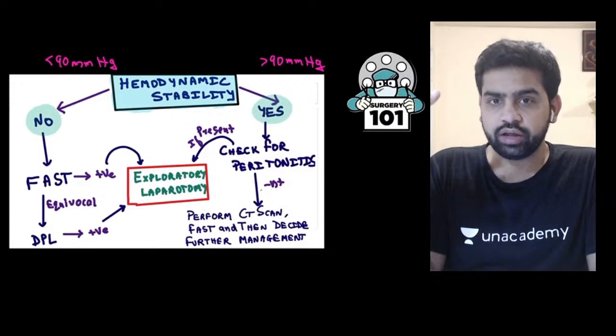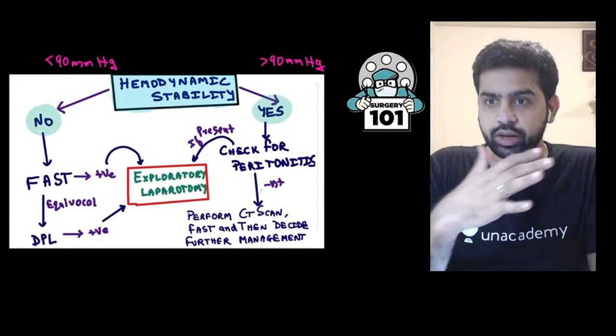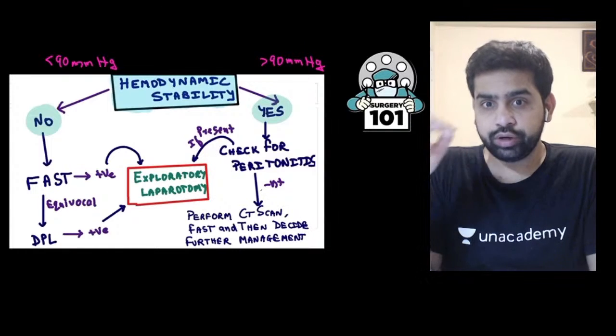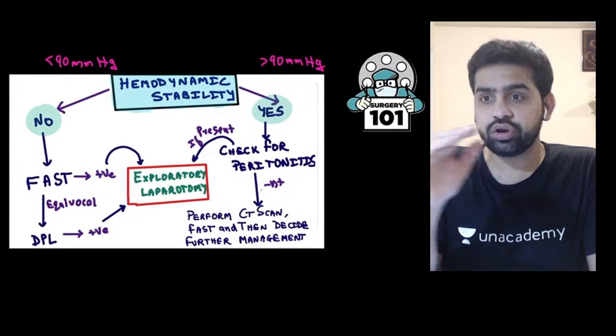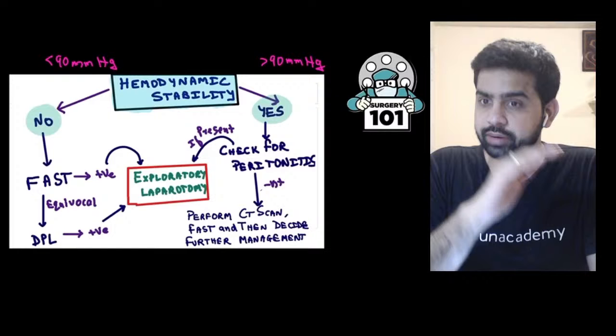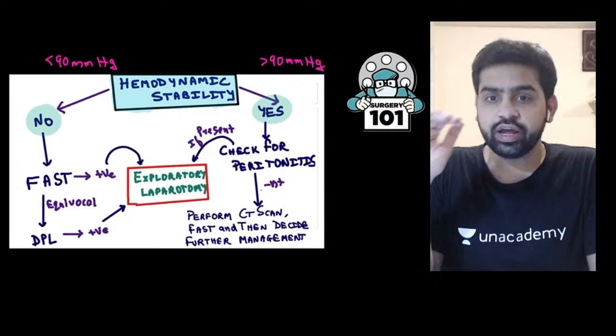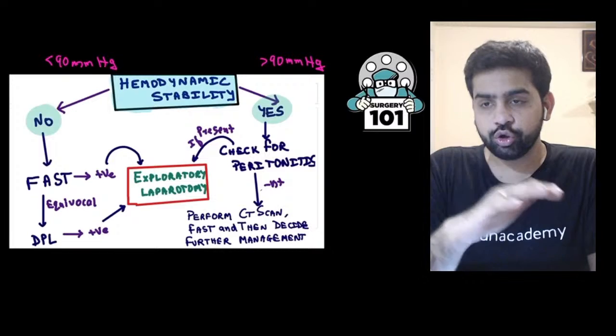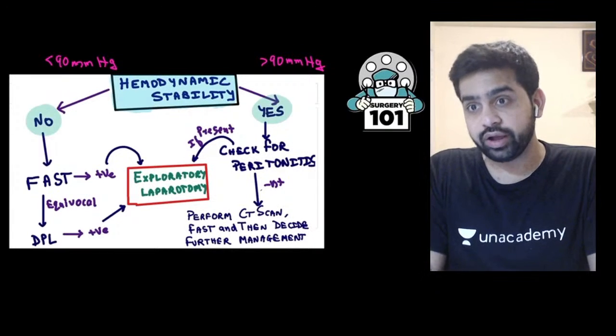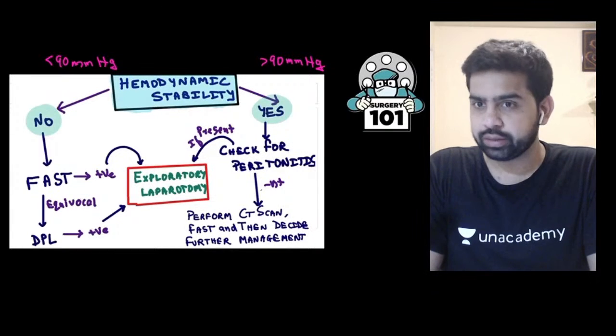Now let us talk about what to do if the patient is hemodynamically unstable. What is the first step you need to do? You need to go in for a FAST. If the FAST is positive, you go ahead and straight away do an exploratory laparotomy.